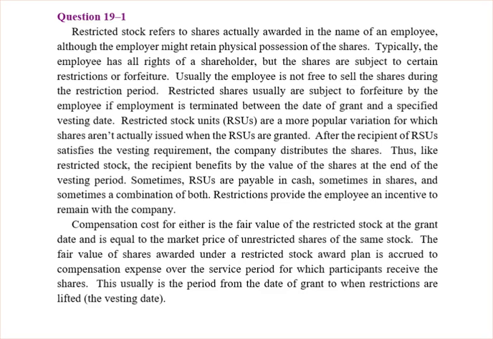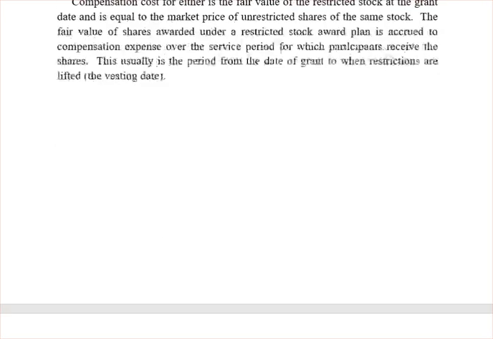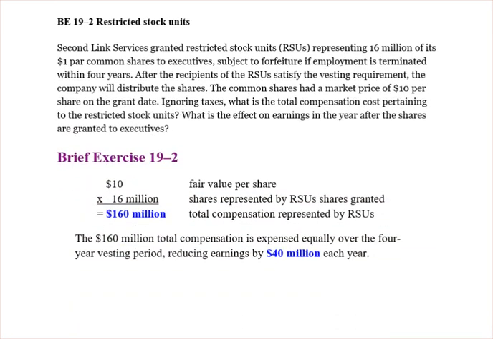It says you should accrue it to compensation expense, but I hesitate to use the word accrual because usually when we talk about accrual, we're talking about creating liabilities again. You are actually growing your contributed capital, paid-in capital, for these awards. In this restricted stock unit problem, we have a dollar par on these. That's not relevant. What's relevant is the market price on the date of the grant of these restricted stock units. The market price of the stock on that day is $10, and there are 16 million, which is the number of shares represented by it.